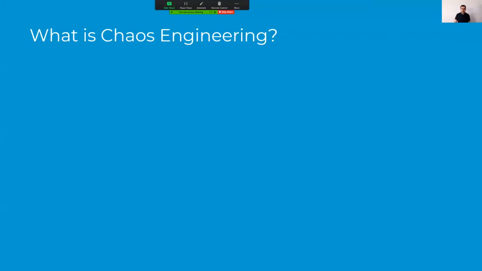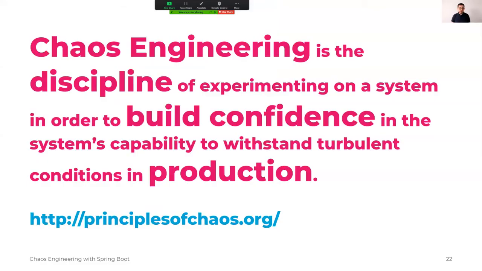Now let's jump to chaos engineering. What is chaos engineering actually about? Chaos engineering is the discipline of experimenting on a system in order to build confidence in the system's capability to withstand turbulent conditions in production. This is the definition of chaos engineering as you can find it on the website of Principles of Chaos. But what does that mean actually?